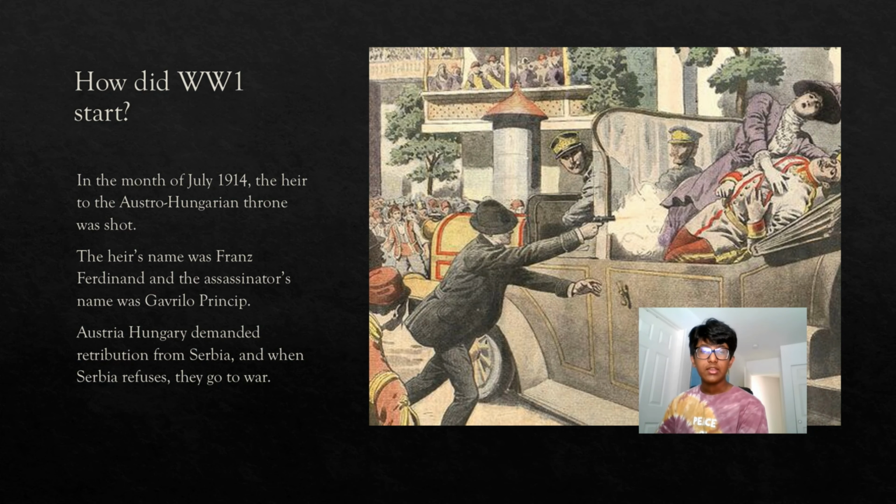In the month of July 1914, the heir to the Austro-Hungarian throne was shot. The heir's name was Franz Ferdinand, and the assassinator's name was Gavrilo Princip. Austria-Hungary demanded retribution from Serbia, the country where the assassinator came from. And when Serbia refuses, they go to war. But before that could happen, some interesting events took place.